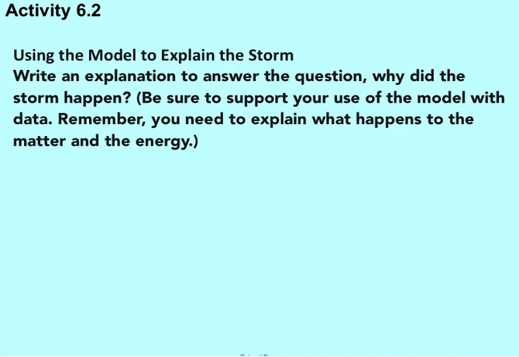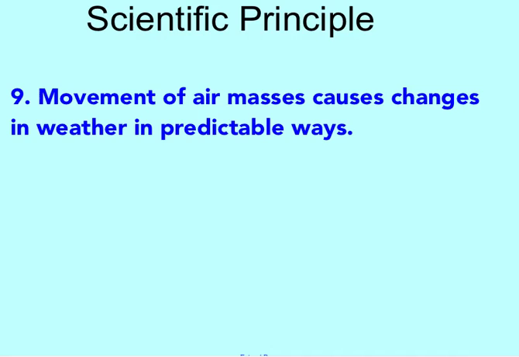Okay, now that you've had a chance to answer that, one last thing: turn to the scientific principles portion of your book, and here's a scientific principle I'd like you to add. Number 9, movement of air masses causes changes in weather in predictable ways. And this makes sense. This is how meteorologists are able to predict the weather. This is how, when you watch the weather, they can tell you what's going to happen in 3, 4, 5 days because they have models.